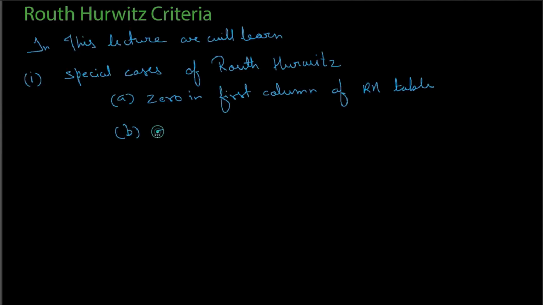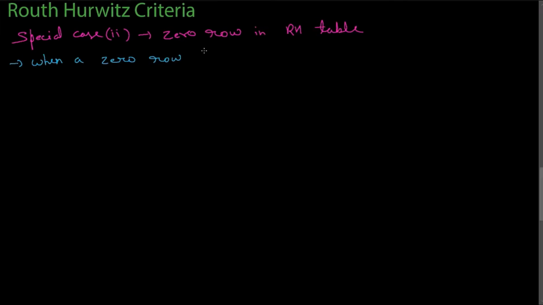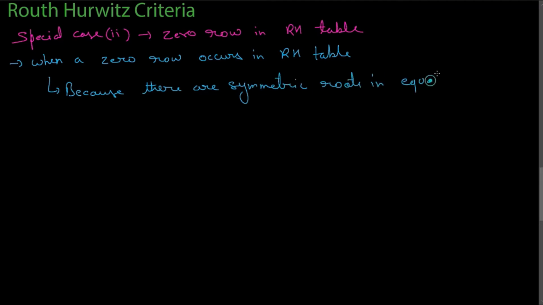In this lecture, we will discuss special cases of Routh Hurwitz criteria, which is a zero row in the RH table. Now let's move forward to the second special case of RH criteria, where there lies a zero row in the RH table, that is, all the elements in a row are zero. Before taking an example for this special case, we need to understand that such a special case occurs when there are symmetric poles in the characteristic equation.